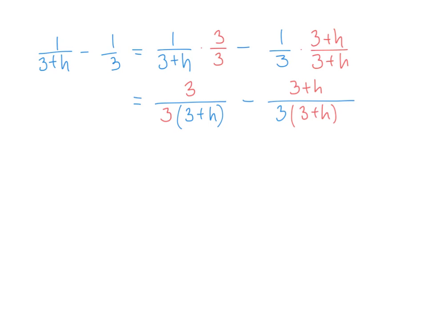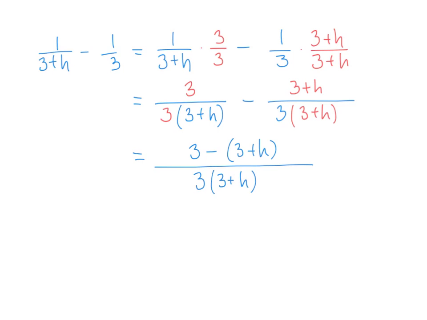Combining each of these two expressions, we end up with 3 over 3 times 3 plus h minus 3 plus h over 3 times 3 plus h. So they now have their common denominator. Thus we can rewrite this difference as a single fraction, whose denominator is 3 times 3 plus h, and whose numerator is a combination of the two previous numerators, giving us 3 minus 3 plus h.